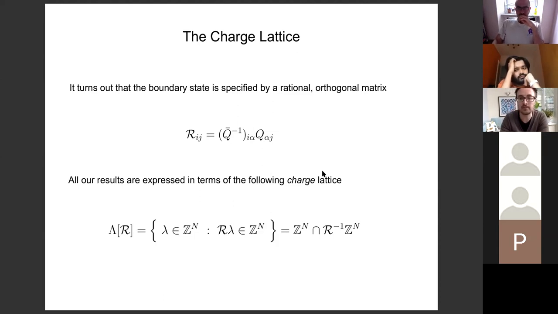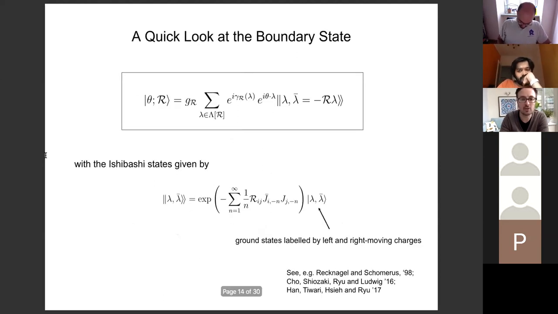Any other questions? All right. Let me tell you some results. Before I tell you results, let me very quickly show a slide only for those of you who know about boundary conformal field theory. If you don't, worry not. We want to construct the boundary state that corresponds to this. This is the boundary state here.